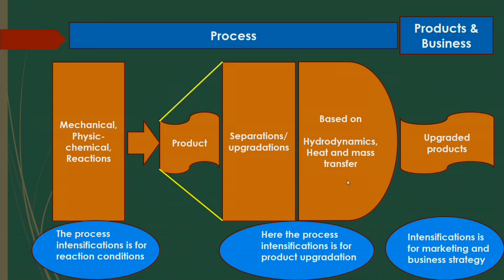So, these are the strategies: some process intensification is for reaction conditions, where mechanical, physico-chemical and reaction aspects are considered, and some intensification is for product upgradation, the separation upgradation, based on hydrodynamics, heat and mass transfer, and intensification should be based on marketing and business strategy also.